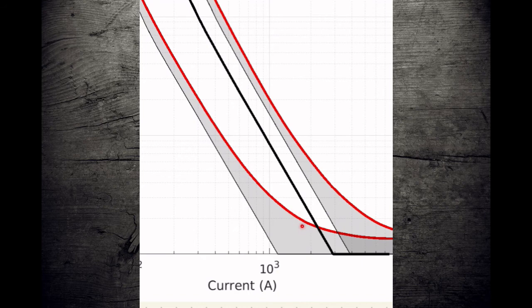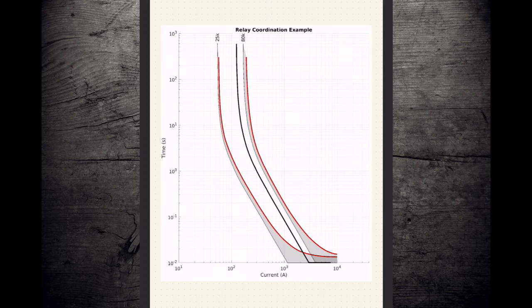If we were crossing over here, that would indicate that we were not properly coordinated to the 2000 amp marker, and that would be bad. So we've got our 25K, which represents our A curve. So when our recloser is acting as an A curve, it's going to be operating before our lateral line fuse, protecting it and allowing us to probe and address our temporary faults.